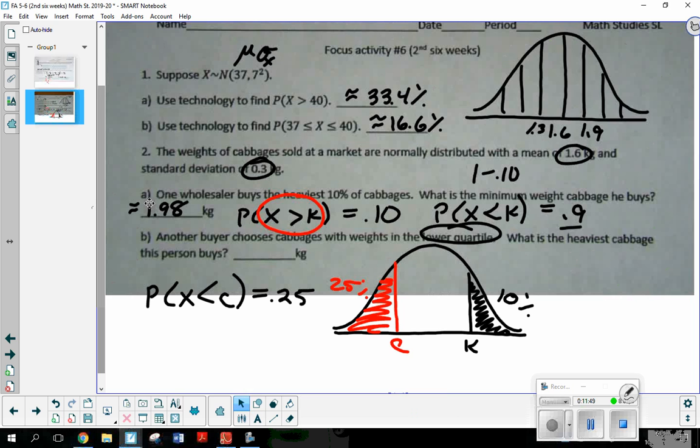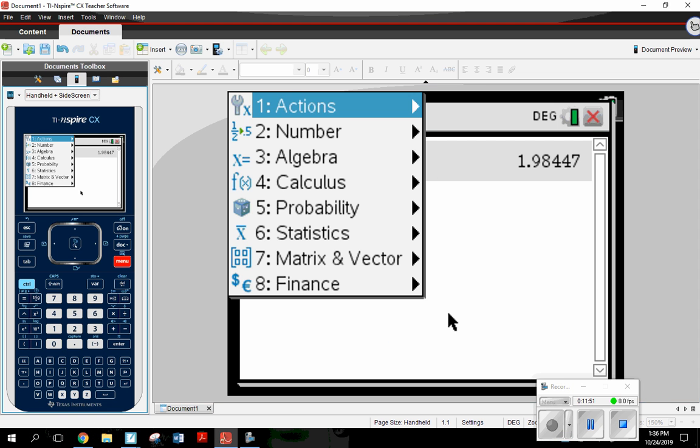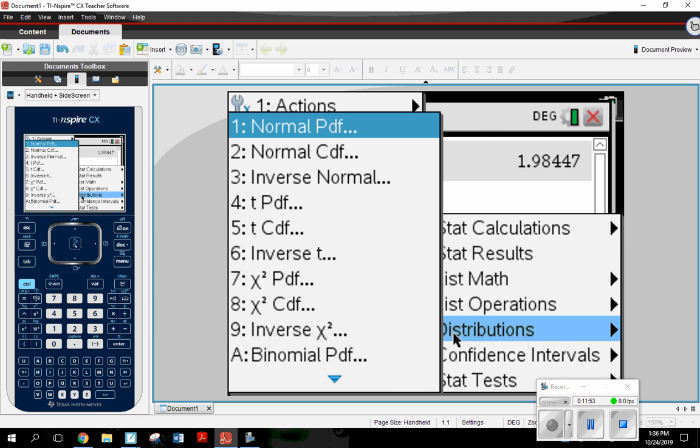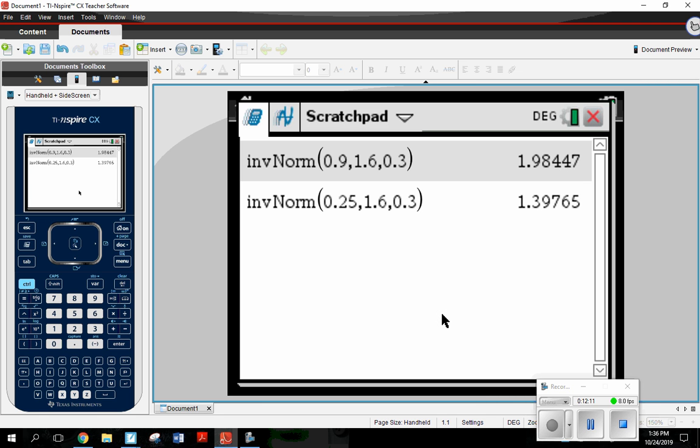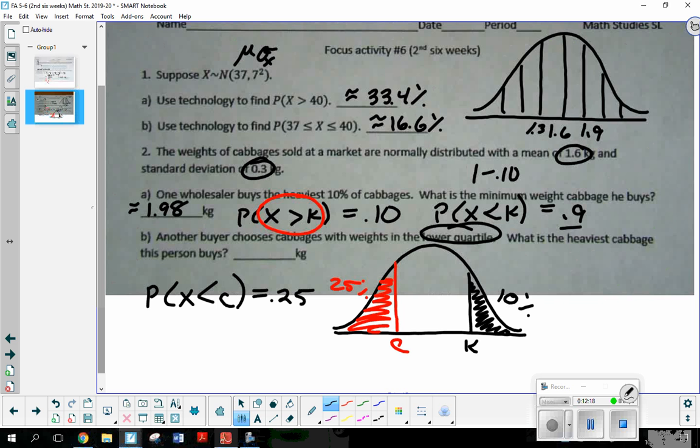Okay, so I'm going to do the same thing. Menu, statistics, distributions, inverse normal. So we're going to stick with the 0.25. We have 1.6 with a standard deviation of 0.3. And what is the weight? Okay, so I'd say 1.40 if we're going to do 3 sig figs. 1.40 kilograms. There we go.